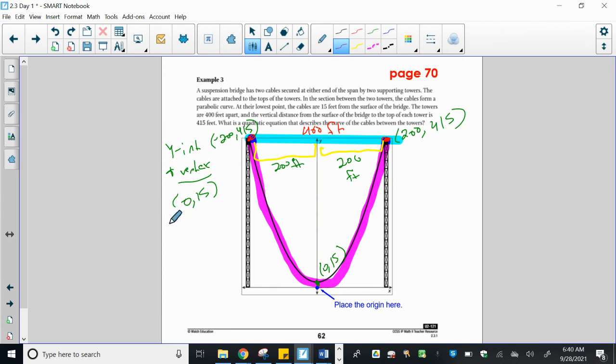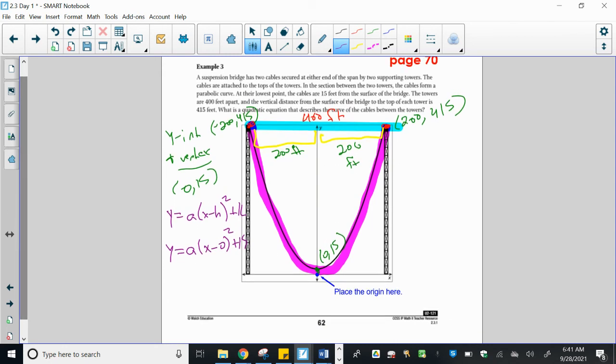So if we have our vertex, let's use vertex form. Y equals a times x minus h squared plus k. And our vertex is 0, comma 15. That's our h, comma k. So we'd really have y equals a times x minus 0 squared plus 15. Just like example 2, what we really need to do is find a. Having these ordered pairs, these points, is what allows us to do this. So now we could take one of the points, it doesn't matter which one, and we could substitute in our x and y.